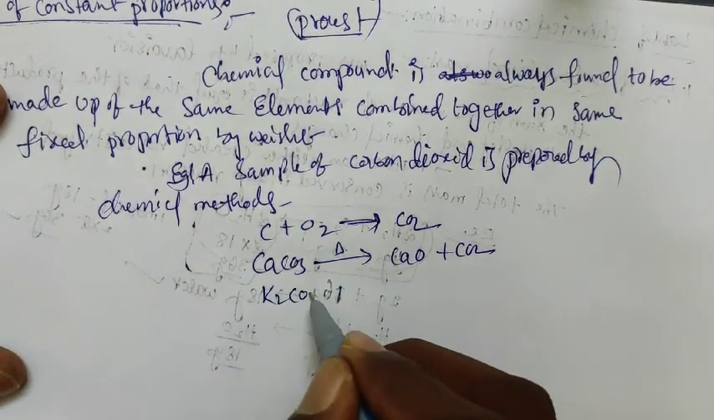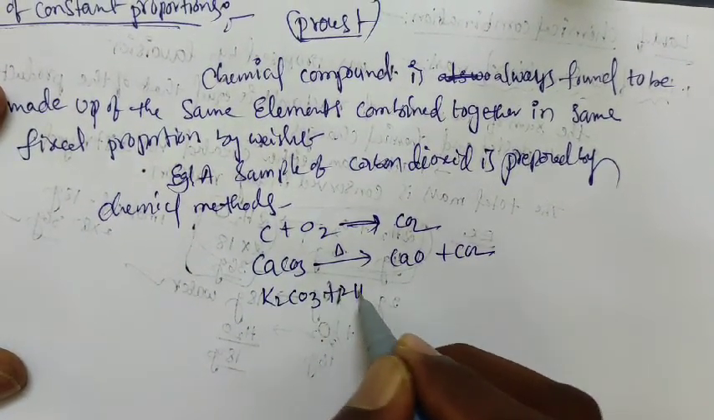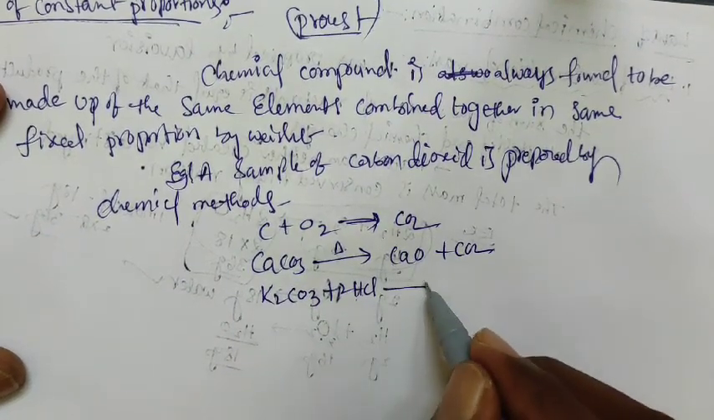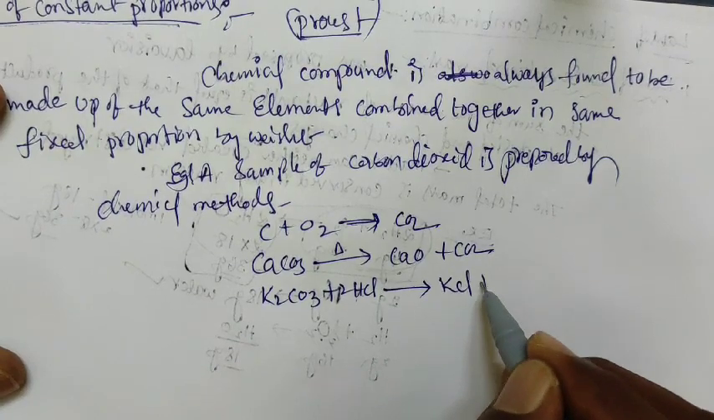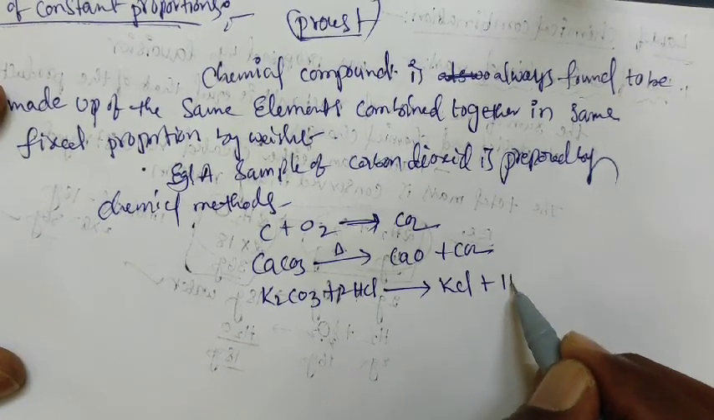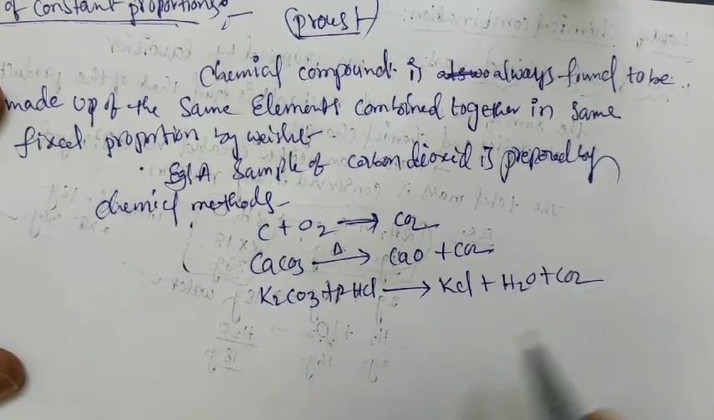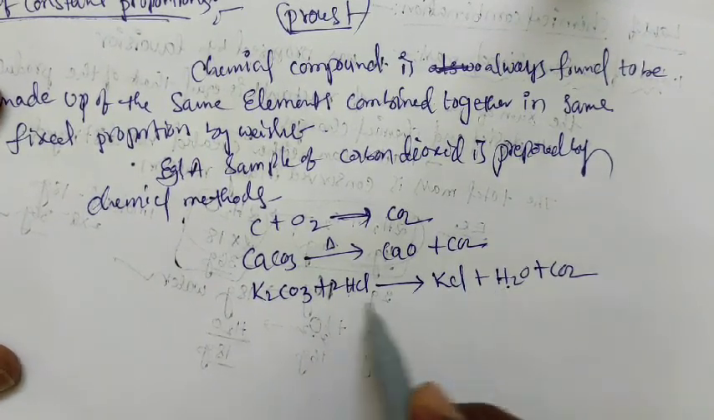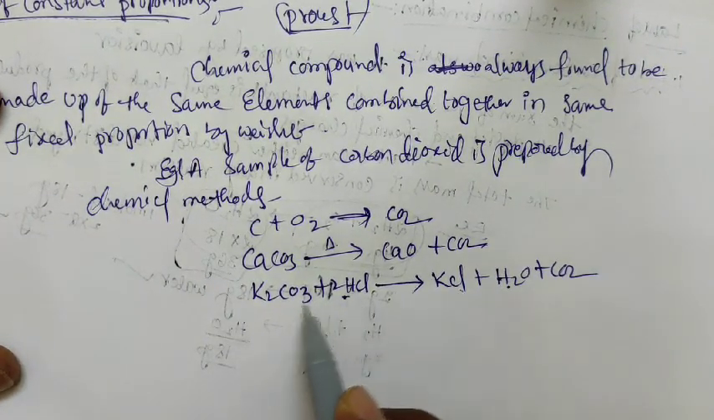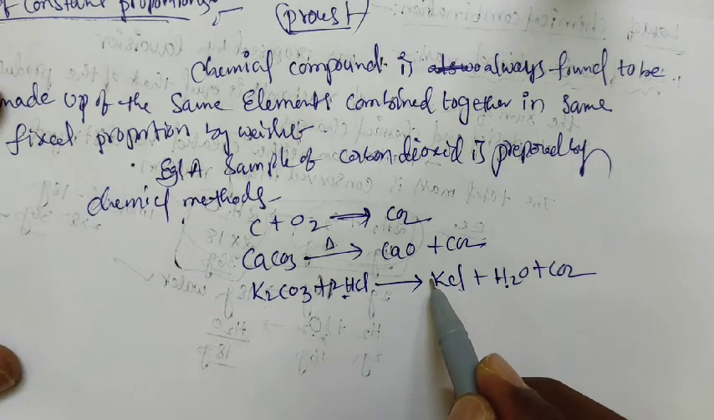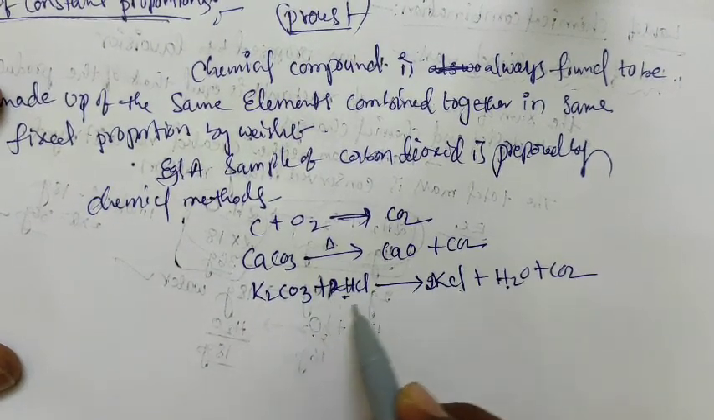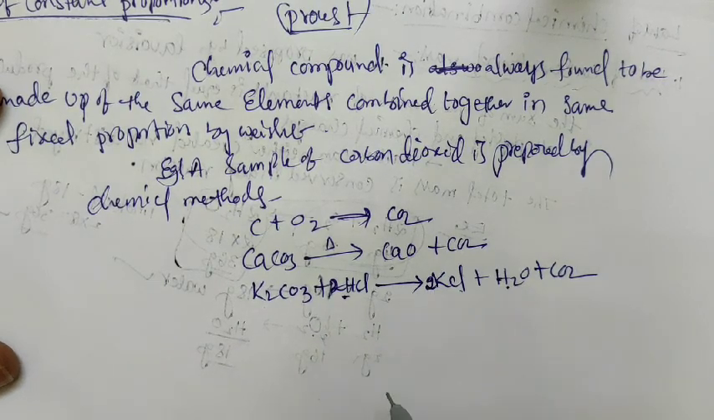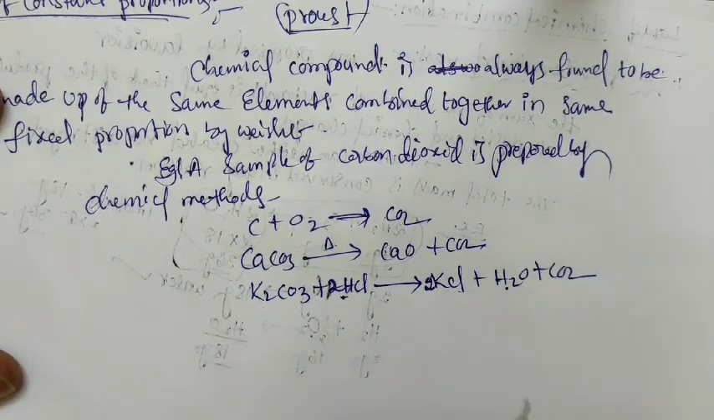K2CO3 plus 2HCl, we will get KCl plus H2O plus CO2. So is it balanced? Two hydrogens, one Cl, two Ks are there, so instead of that we can write 2 to balance: 2 HCl, 2 KCl. So it is balanced.